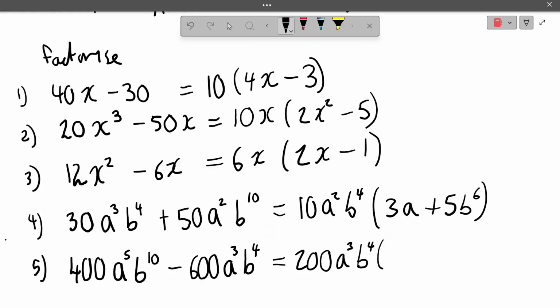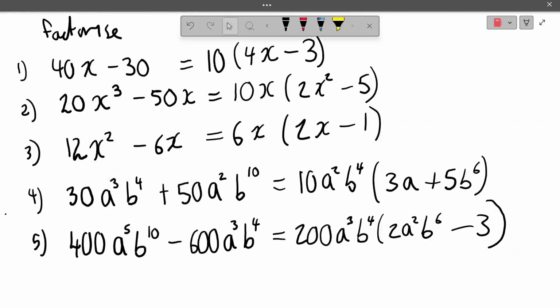Then let's go through and divide them out. So we have 400 divided by 200 is 2. A to the power of 5 divided by a cubed gets you a squared. B to the 10 divided by b to the 4 is b to the power of 6. Then a minus symbol. 600 divided by 200 is 3. A cubed divided by a cubed is 1. So it's kind of like a times by 1, but we don't bother writing that. B to the power of 4 divided by b to the power of 4 is again another 1, but we don't bother writing times by 1. And then we close our brackets. So that there is our first 5 of these questions.